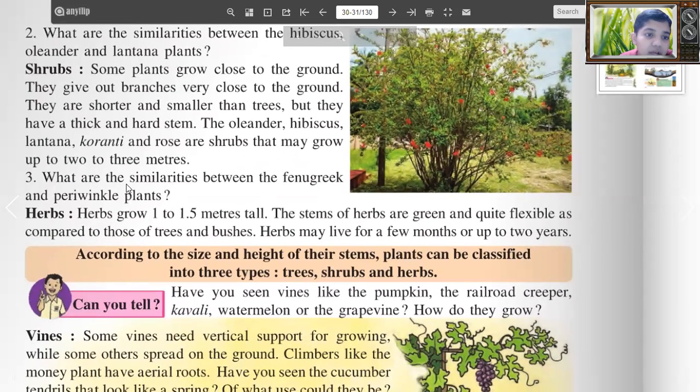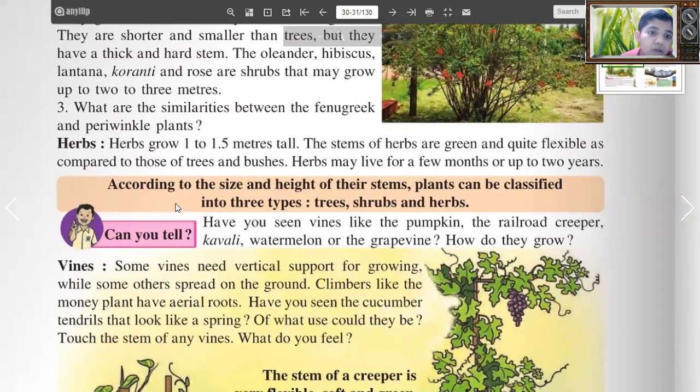Third, what are the similarities between the fenugreek and periwinkle plant? Herbs. Herbs grow 1 to 1.5 meters tall. The stems of herbs are green and quite flexible as compared to those of trees and shrubs. Herbs may live for a few months or up to 2 years. According to the size and height of their stems, plants can be classified into three types: trees, shrubs, and herbs.